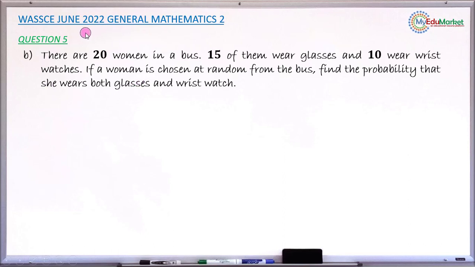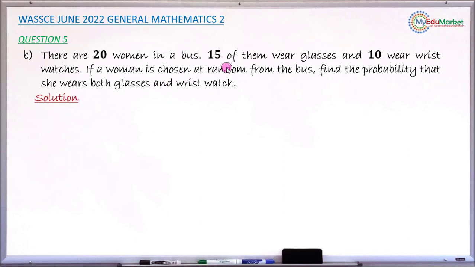This is WAEC June 2022 General Mathematics Paper 2, and we are answering question number 5B. The question says there are 20 women in a bus. 15 of them wear glasses and 10 wear wristwatches. If a woman is chosen at random from the bus, find the probability that a woman wears both glasses and wristwatches. So let's attempt to answer this question together.